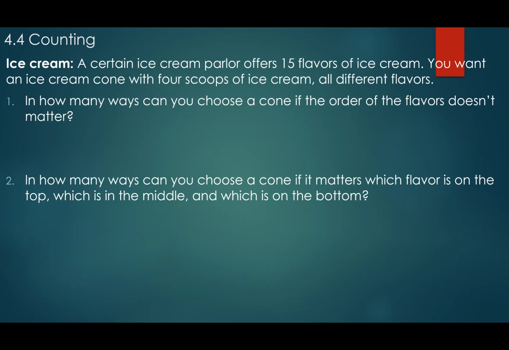Let's say that this is kind of like an open item, which is they ask you this: a certain ice cream parlor offers 15 flavors of ice cream. You want an ice cream cone with 4 scoops of ice cream, all different flavors, right? In how many ways can you choose a cone if the order of the flavors doesn't matter to you?